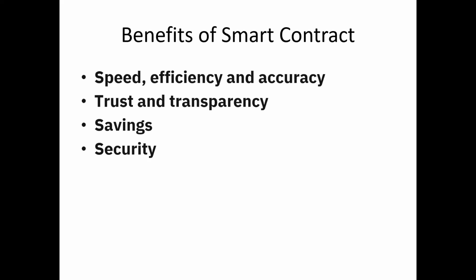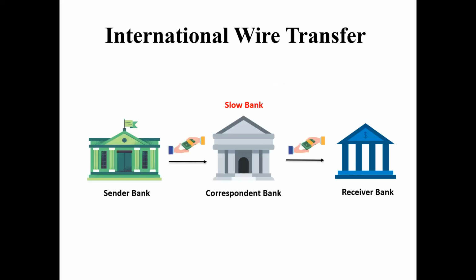One more application I have mentioned is international money transfer. Let's take an example: you want to send money from India to the US, to a relative in a different country. In the traditional banking system, you will go to your bank. The bank will not send the money directly to that account. Different banks will be involved, and once they verify your payment, only then will your money be transferred to the receiver's bank.